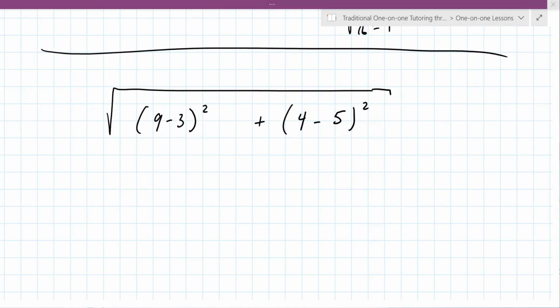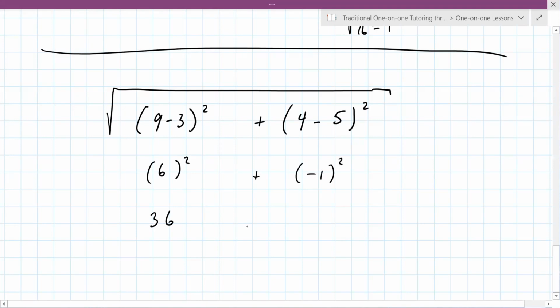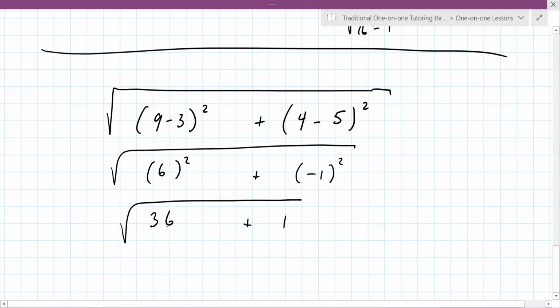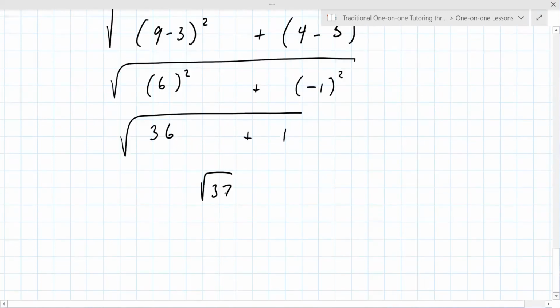Okay. Tell me what you got. 9 minus 3 is 6. 6 squared is 36. Okay, very good. And 4 minus 5 is negative 1. Then squared for that is going to be 1. What is 36 plus 1? 37. All right. So the problem with the square root of 37 is that we know the square root of 36 is 6 and the square root of 49 is 7. And this is in between those two. So that's your final answer. Okay.